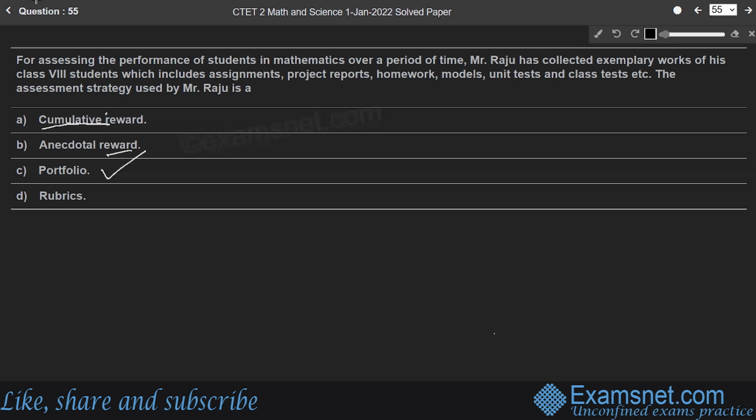Whereas the last option, rubrics means it's a useful grading tool that can help instructors to grade students' work in a more consistent, reliable, and unbiased manner. It's a grading tool. Okay? Grading tool. Whereas anecdotal record, it is nothing but relates to the outcomes in the program of study. Outcome in the program of study.